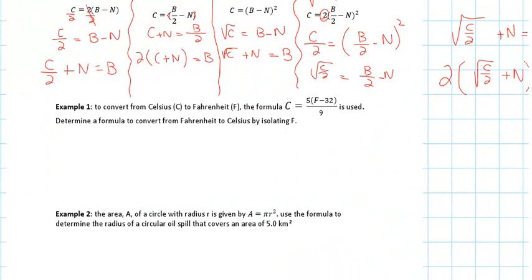So 9C, okay? Divide by 5, so that's 9 over 5 C. And then plus 32 equals F. Yep. Easy?